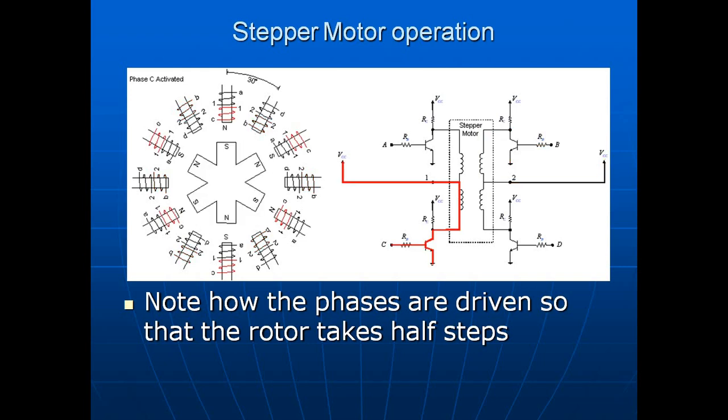Here is the full step motor function, then stepper motor operation. Here is the phase sequence conducted. Note how the phases are driven so that the rotor takes half steps. First, the X phase is conducted, then the Y phase, another phase is positive and then the negative phase is conducted in the current control. At the same time, the rotational angle gives the moment of rotor position.